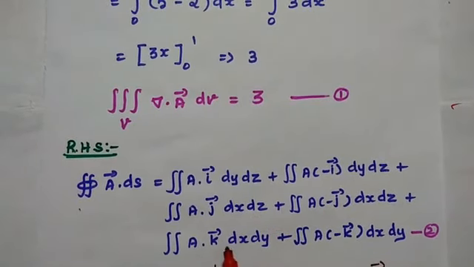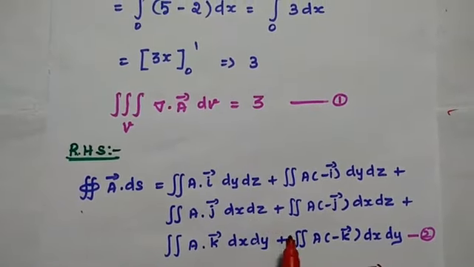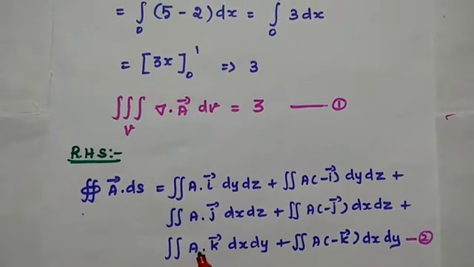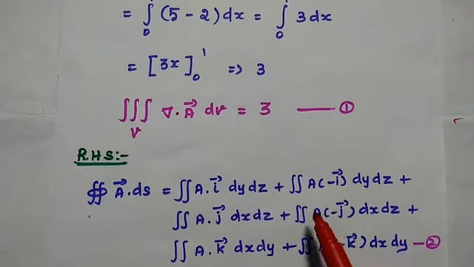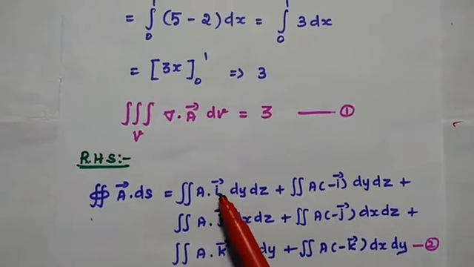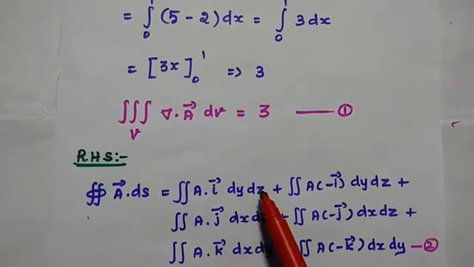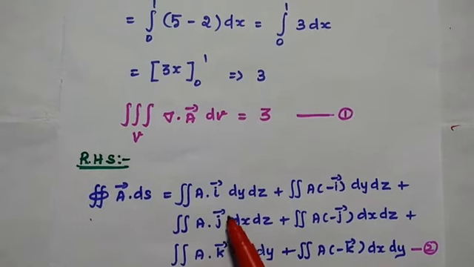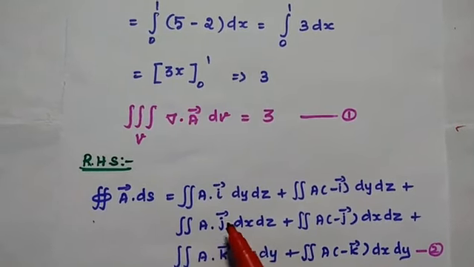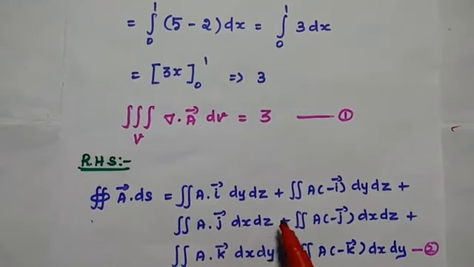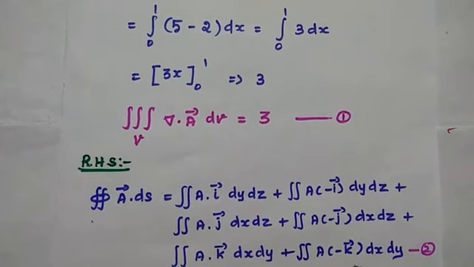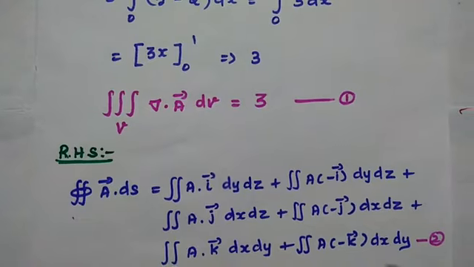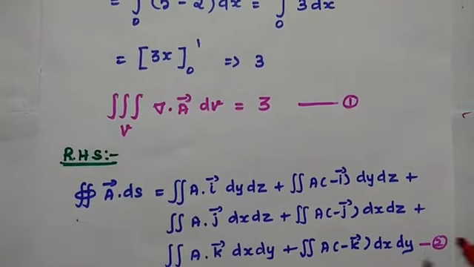Similarly minus j, then k vector and then minus k vector. Do you all understand? So here we are going to consider the normal component of the vector field. So i is normal to this dy dz. Likewise here j represents y direction, so this is normal to x and z. Finally k is normal to x and y direction. Okay. Consider this as the second equation.